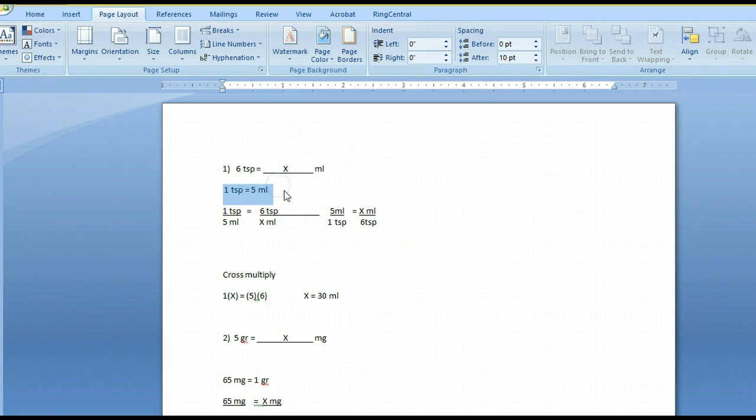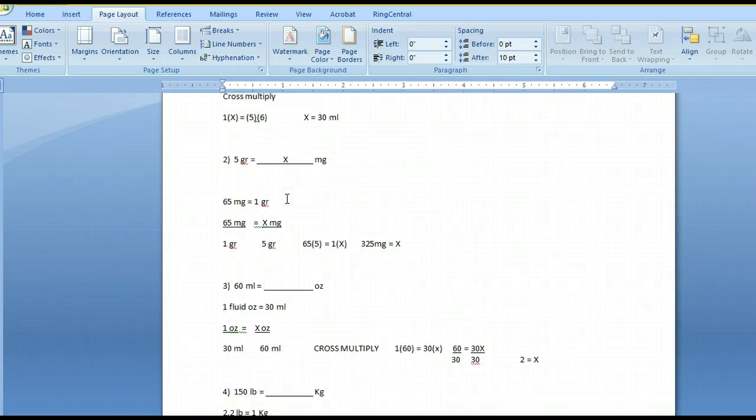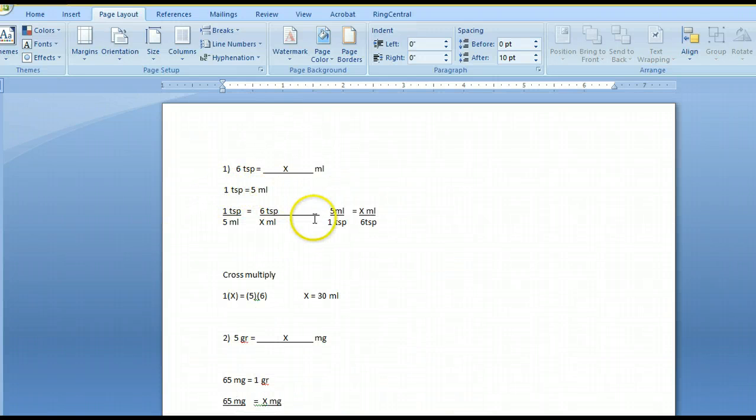Now here I've got our conversion factor. 1 teaspoon equals 5 mils. How did I know that? It was right here. Basically, you look it up. So I type 1 teaspoon equals 5 mils. So far I haven't done any math. Our next step is basically to rewrite these numbers. So all you're going to do is take the 1 teaspoon equals 5 mils, and flip it so that it's written vertically. 1 teaspoon over 5 mils. You could have reversed it, flipped it the other way. You could have said 5 mils over 1 teaspoon, but I chose 1 teaspoon over 5 mils.